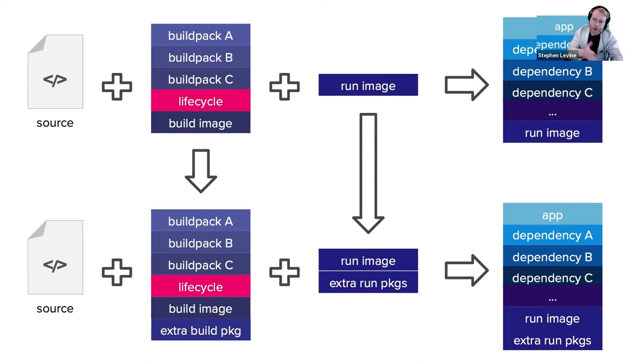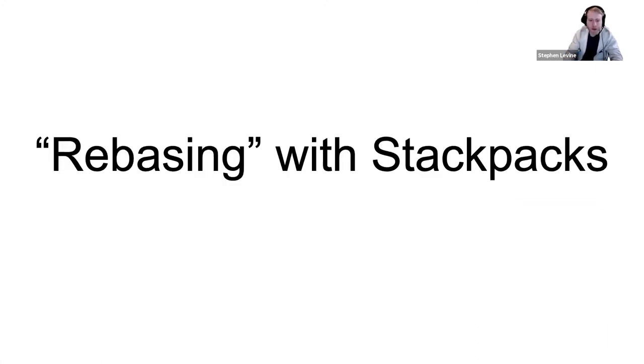So the build can happen with a set of build time packages that's different from the set of extra packages that might get installed in the application that gets exported in the end. And so in the end, you end up with an application that has new packages installed. To do this kind of rebasing process, to replace the operating system packages when they're vulnerable, we had to get a little creative.